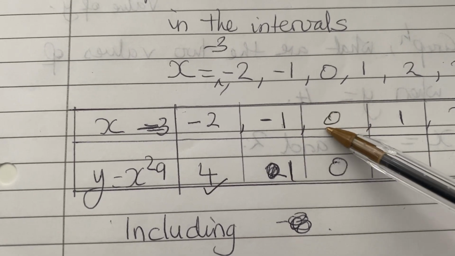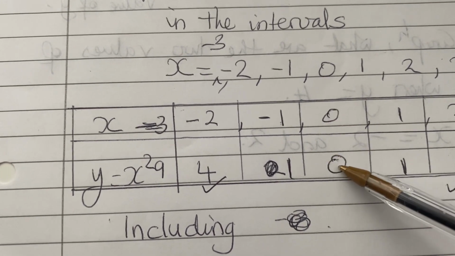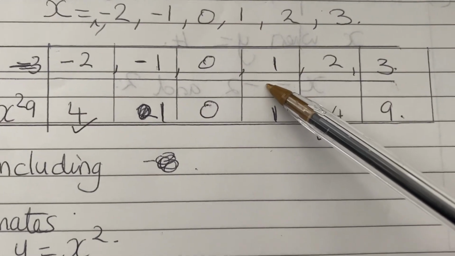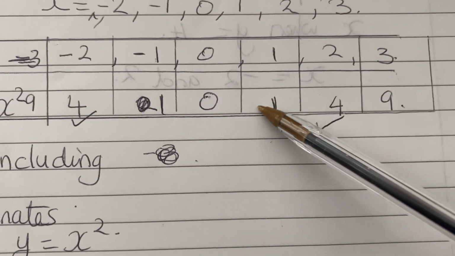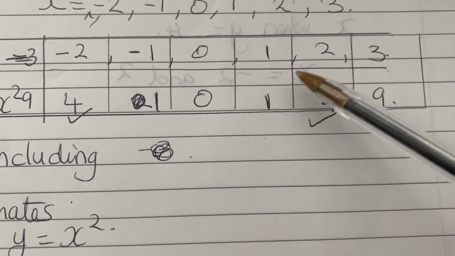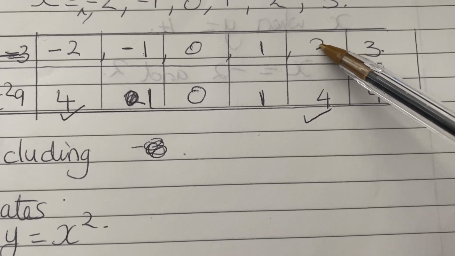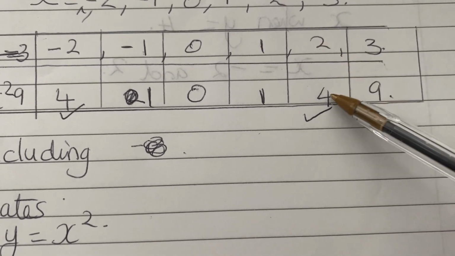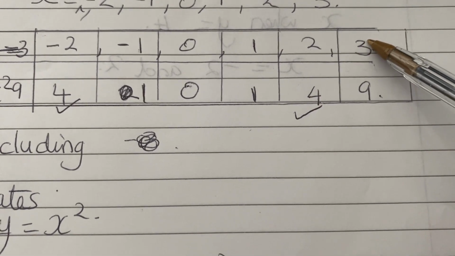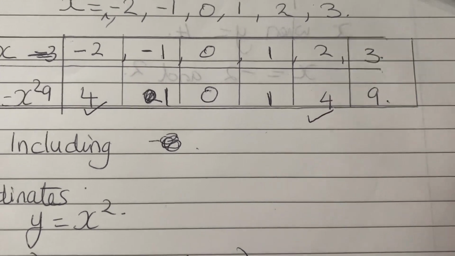If x is 0, x squared will be 0. If x is 1, x squared, which equals y, will be 1. If x is 2, x squared, which is y, will be 4. And if x is 3, x squared will be 9.